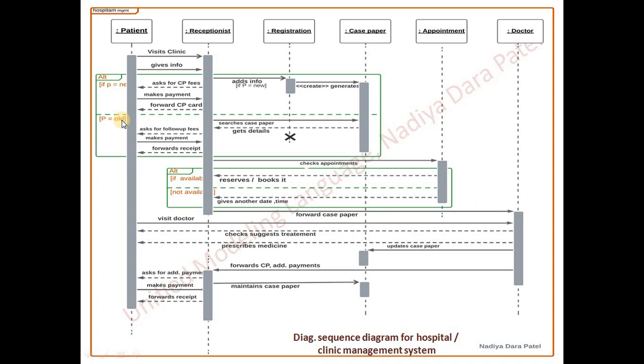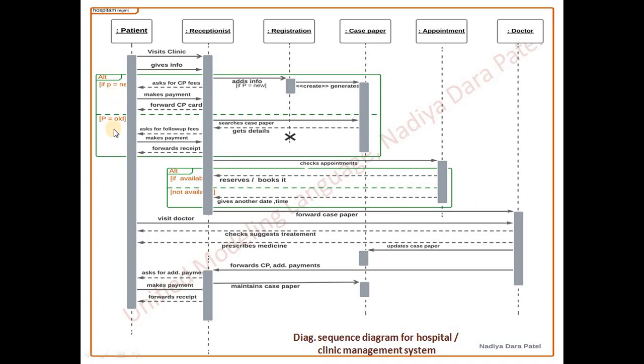Yes, the patient is old. She will search for the case paper. She will get the details. She will ask for follow-up fees. Here she asked for the case paper fees. Now here she is asking for the follow-up fees. The person will make payment. She will forward him the receipt. So this is the interaction by making use of alt, where we have an if part and an else part.